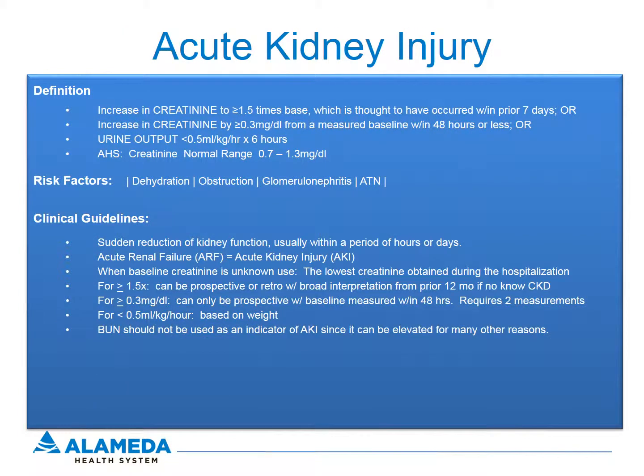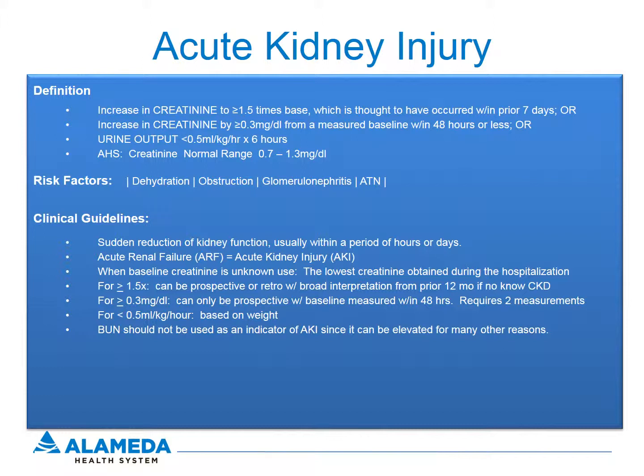Now we will go through the definition, risk factors, and clinical guidelines for acute kidney injury. There is an increase in the creatinine to greater than or equal to 1.5 times your base creatinine, which is thought to have occurred within the prior 7 days. That's one way to define acute kidney injury.